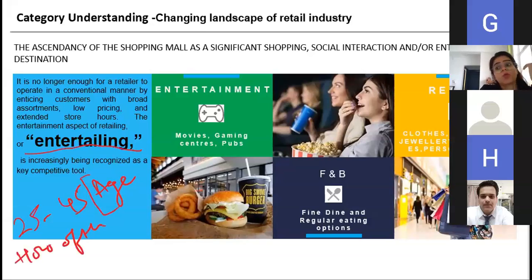So people who don't visit the mall, or visit only once or twice, may not be the ideal respondents, because only people who are very immersed can tell what all they expect from a mall. So yes, 25 to 45 years of age.